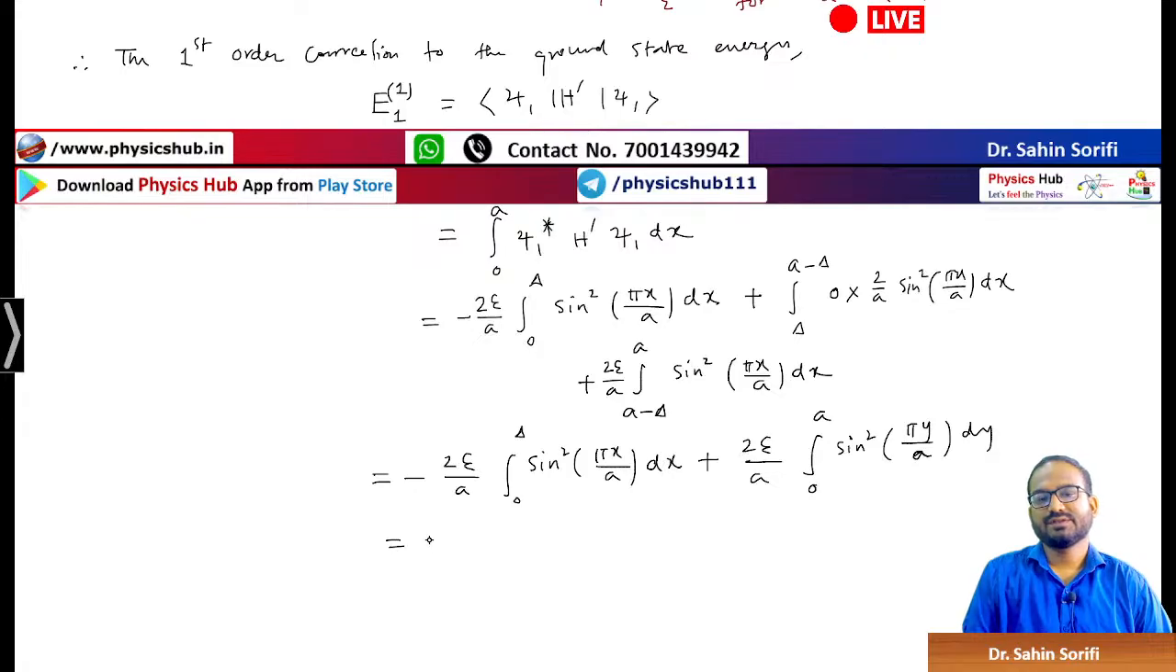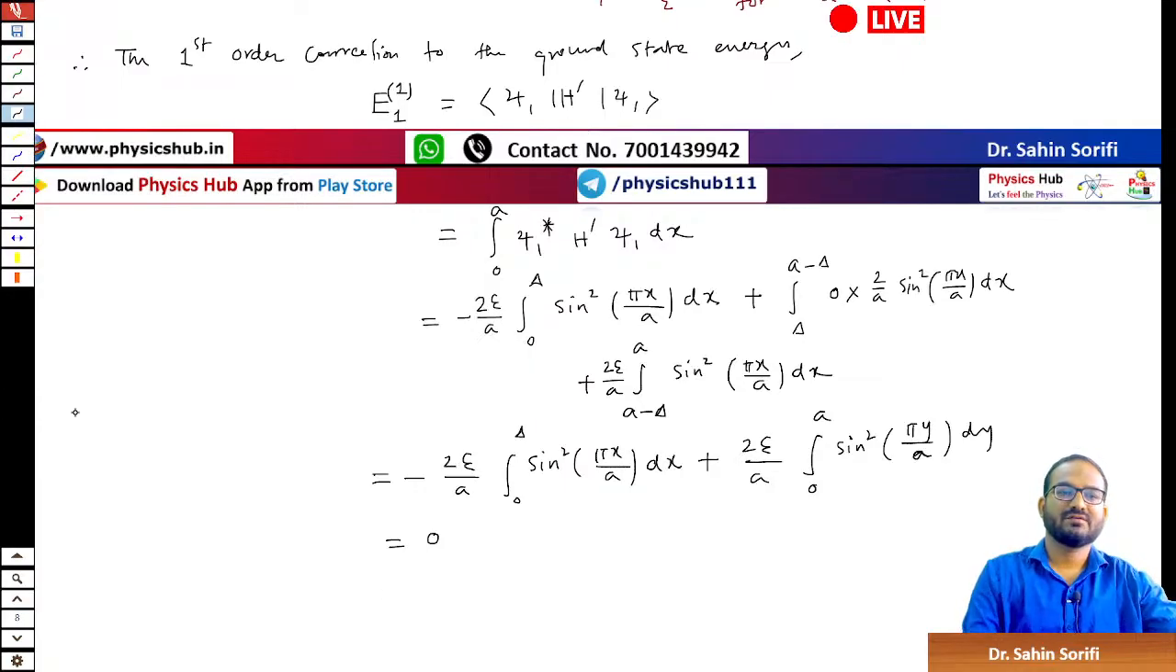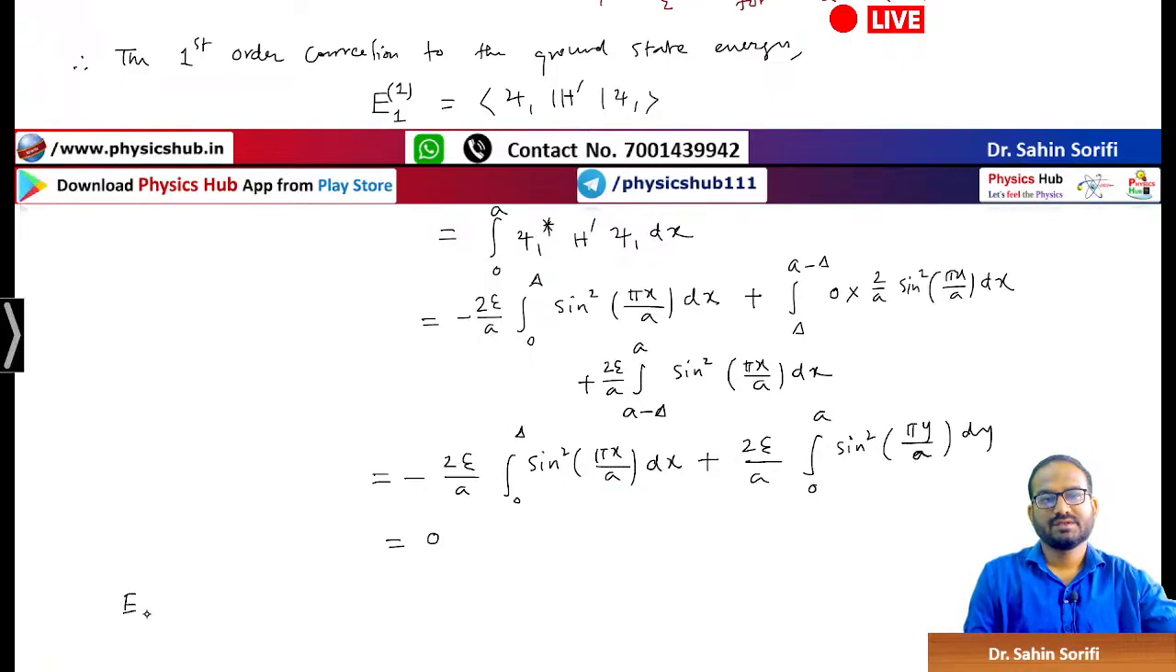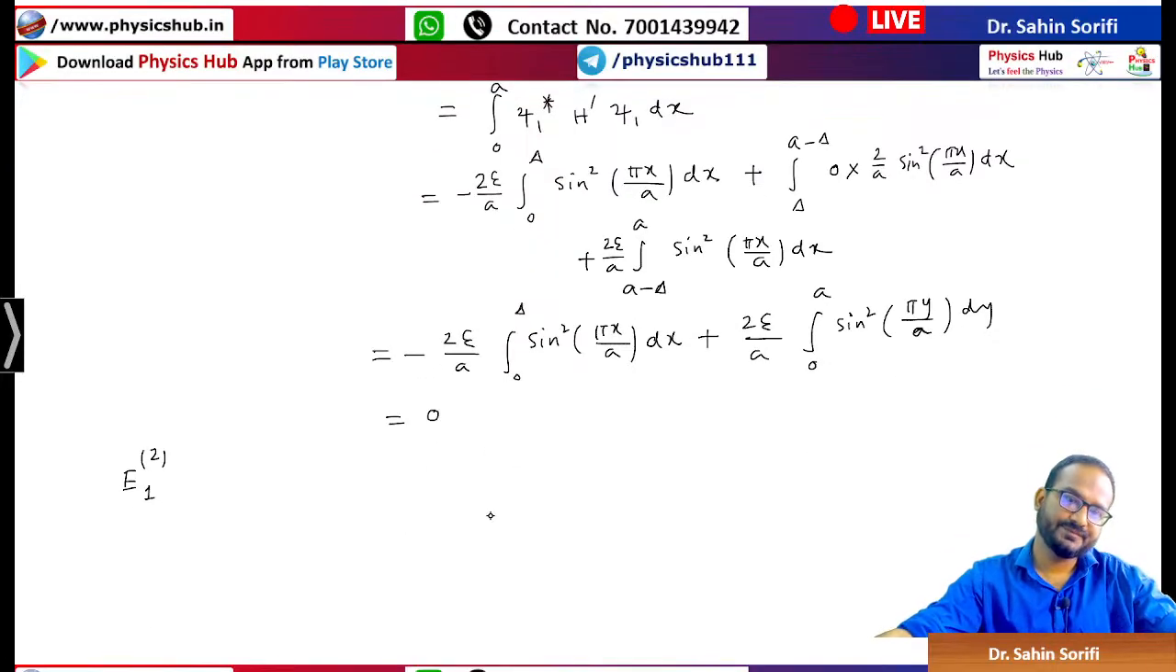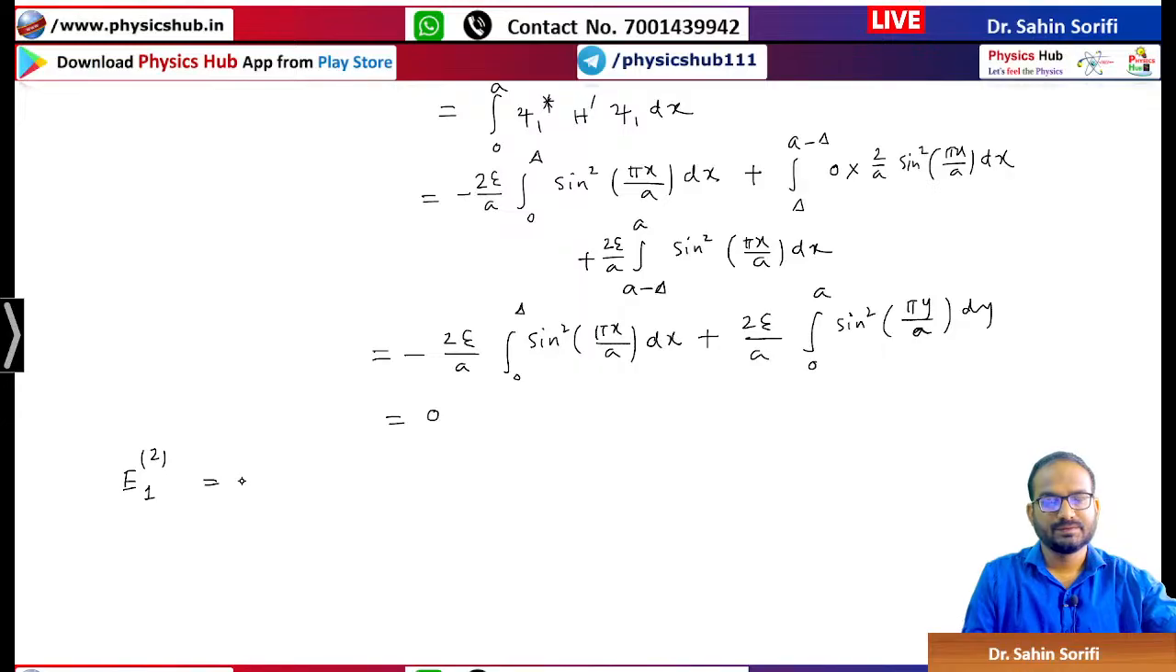So these two integrations are the same, so it is 0. So the first order correction is 0. What about the second order correction? If you take the second order correction to the ground state energy E1, you know the formula, m not equal to n. What is n here? n is equal to 1.